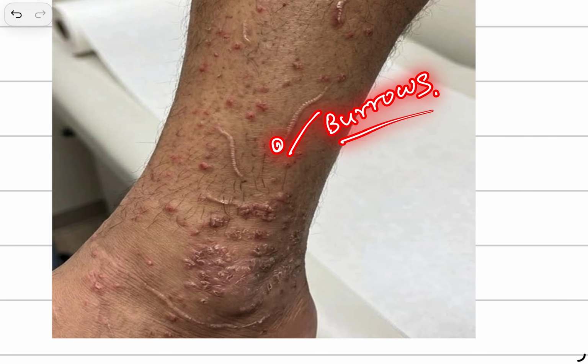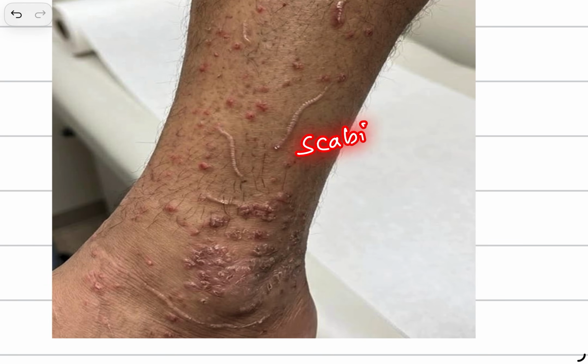At the end, there is the scabies. This is what we can say scabies. I am not getting the name of the scabies agent. I think it's scabies only. So when I get it, I will tell you. Clear? So this one we can say scabies. Are you understanding?